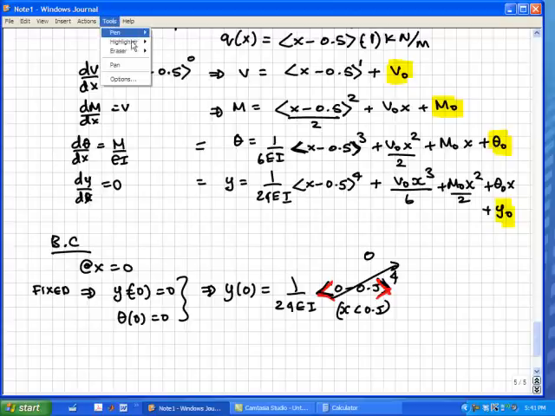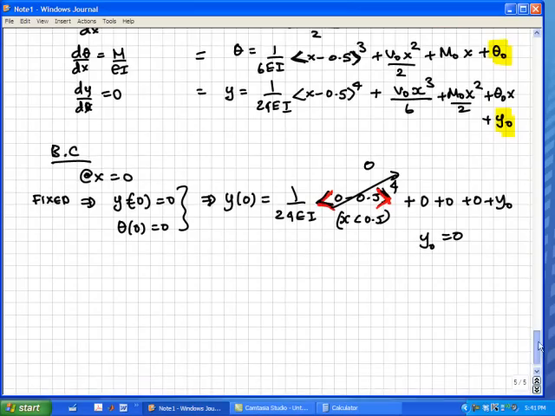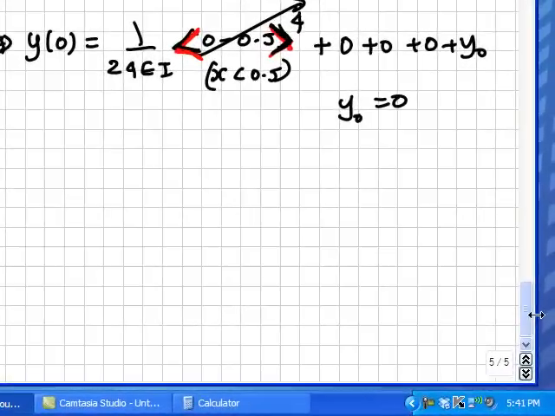Okay, so then I will get this thing is 0, plus 0, plus 0, plus y naught. So I will get y naught equal to 0, just like before. I'm sorry, the boundary conditions were, that's correct, it's not fixed. It's a pin. So y equal to 0, that's what I get. And then for a pin joint, moment at 0 equal to 0.